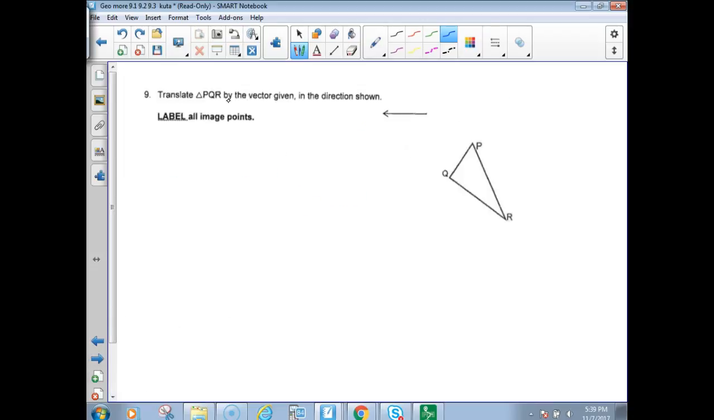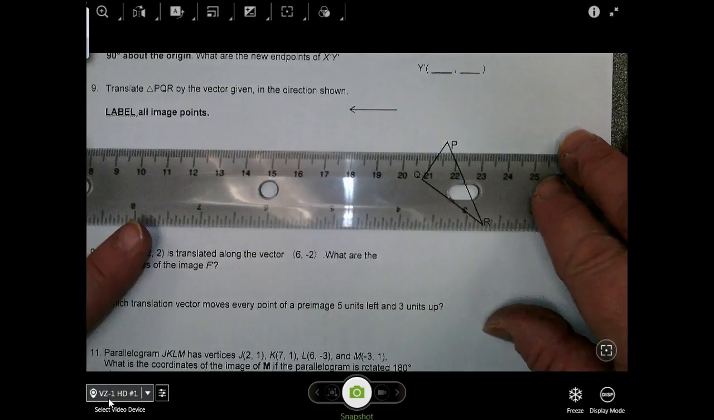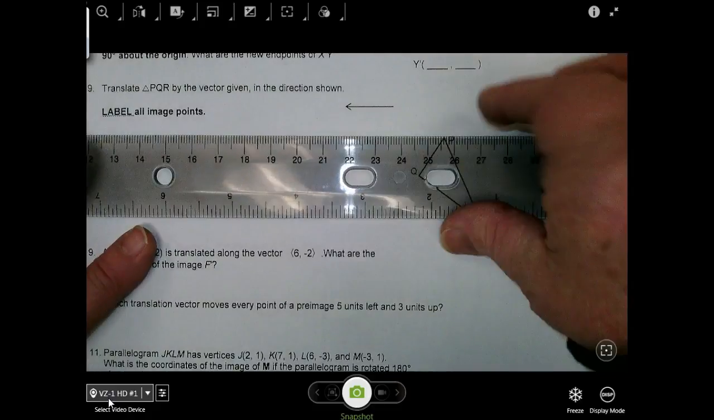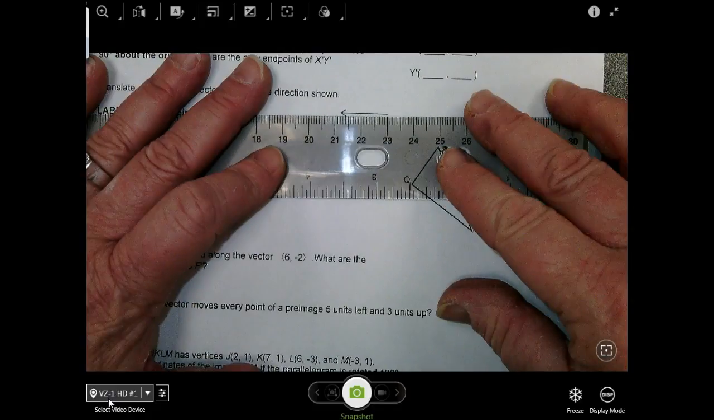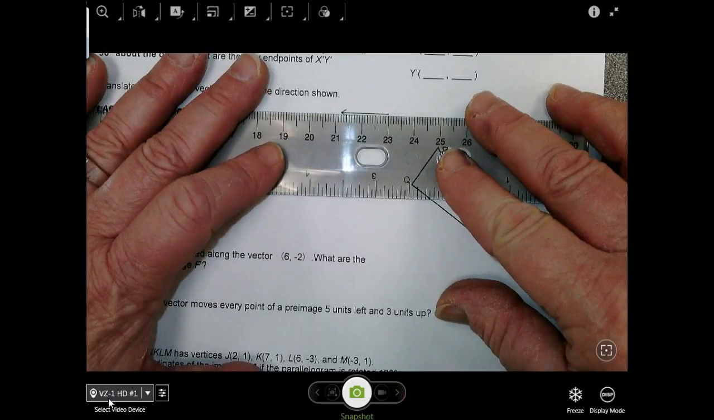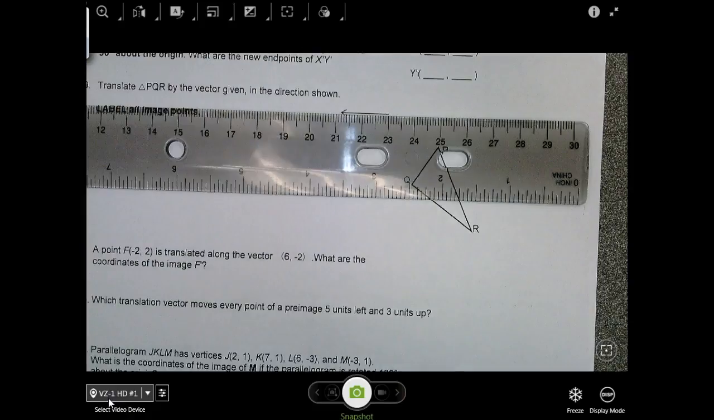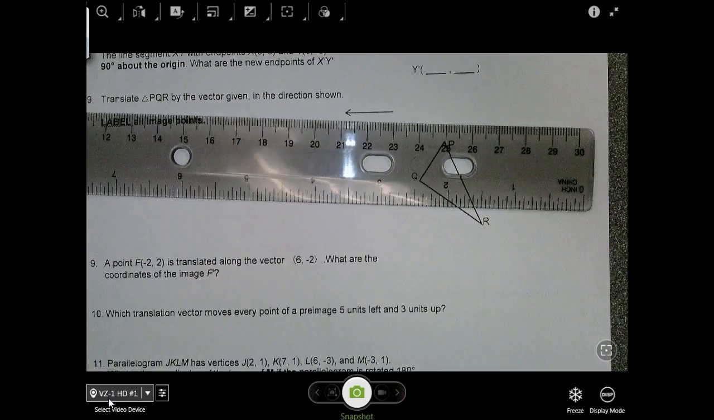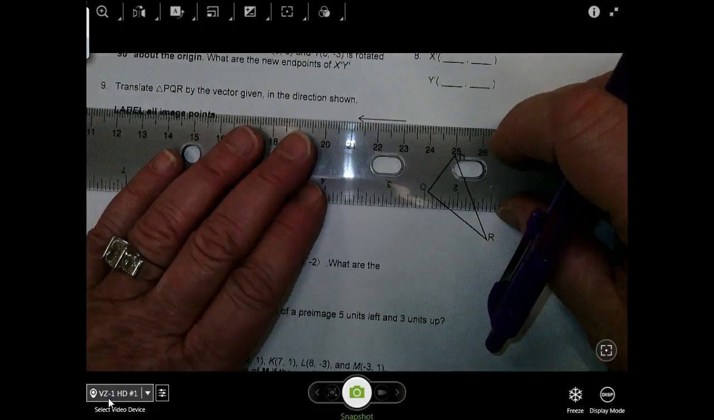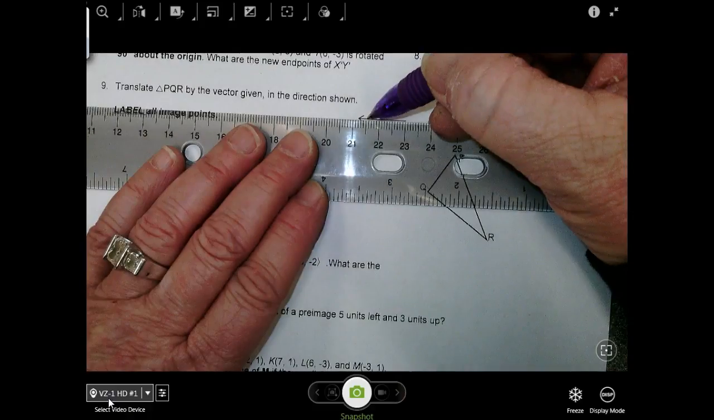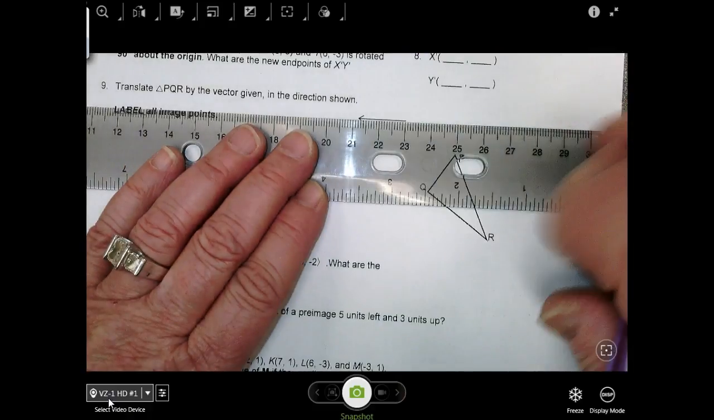Okay, translate triangle PQR by the vector given in the direction shown. What you're going to need to do is measure this vector. I'm going to go back to the document camera. Okay, so we take the ruler, we're going to measure the vector. I don't even care where I use for a beginning. You could use 0 if you like, but I'm just going to count off how many centimeters long that thing is. And then I'm going to keep it in this direction to slide the point. So I've got 5, 10, 15, 16, 17 millimeters.